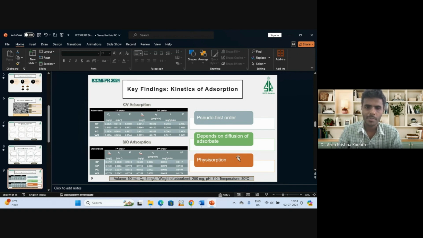Similarly, even in the case of methyl orange, we have obtained almost a similar kind of result. It says that the adsorption process depends on diffusion of adsorbate into the surface of the adsorbent molecules, and hence it is proved that it is a physisorption process.